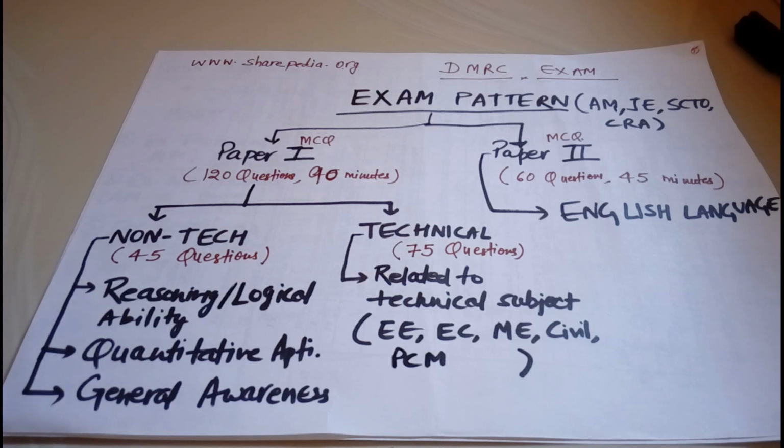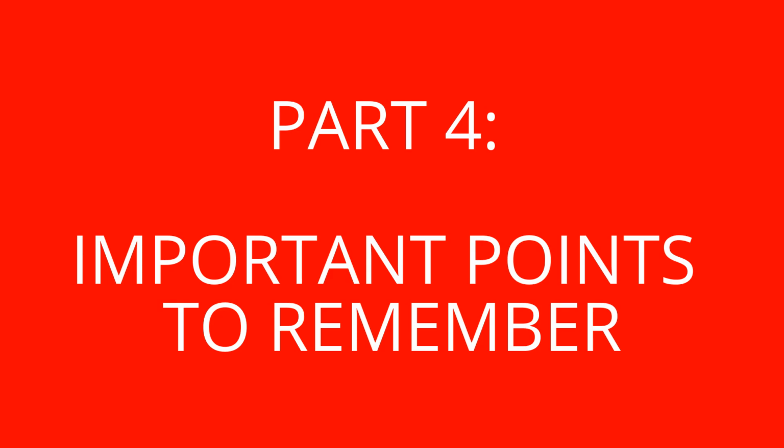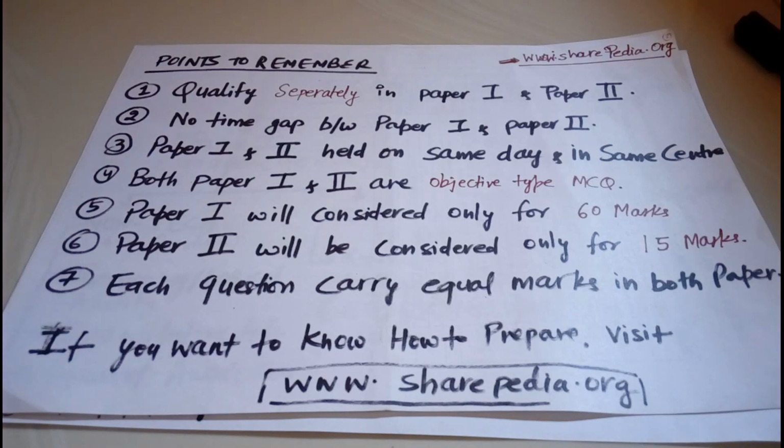Now we have talked about the exam pattern of the DMRC exam. This is the exam pattern for the posts of assistant manager, junior engineer, station controller, train operator, and as well as for CRA. Now some important points to remember for this exam. Let's talk about the important points to remember for the exam pattern. This is very important for the DMRC exam. Now let's talk about the first point.